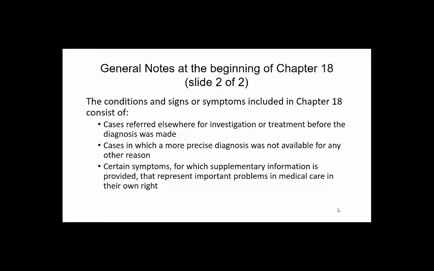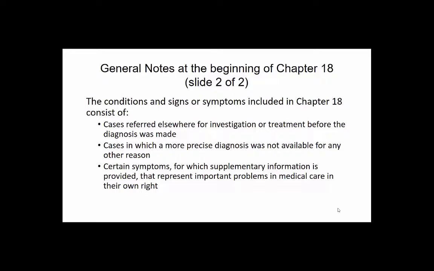The fifth bullet point, cases in which a more precise diagnosis was not available for any other reason. In other words, it doesn't fit any of the above criteria. You just don't have a reason or you don't have a final diagnosis. And the sixth and final bullet point, certain symptoms for which supplementary information is provided that represent important problems in medical care in their own right.